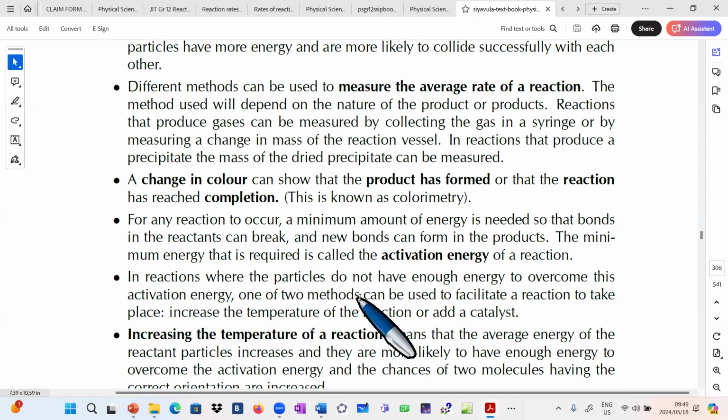In reactions where the particles do not have enough energy to overcome this activation energy, one of two methods can be used to facilitate a reaction to take place: increase the temperature of the reaction or add a catalyst. Sometimes the activation energy is small, but if the reaction is not taking place, we have the reactants there, but nothing is happening. You increase the temperature of the reaction, or you add a catalyst.